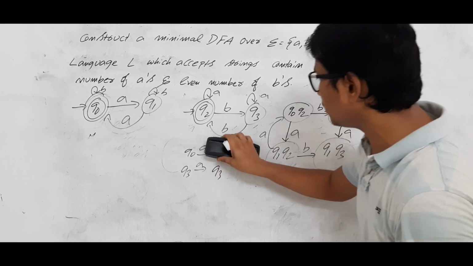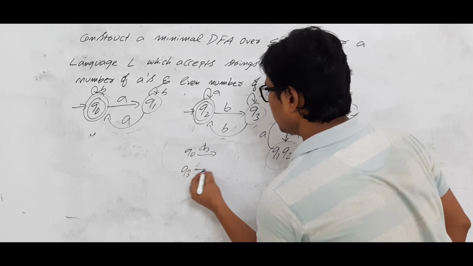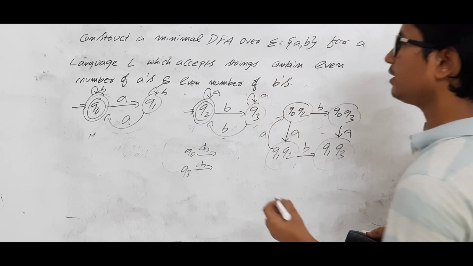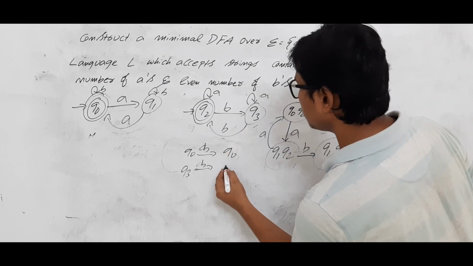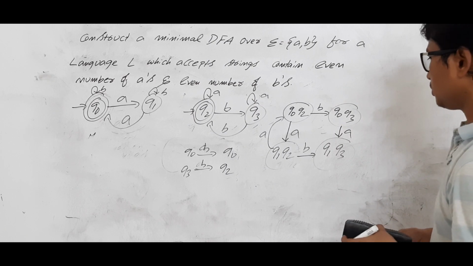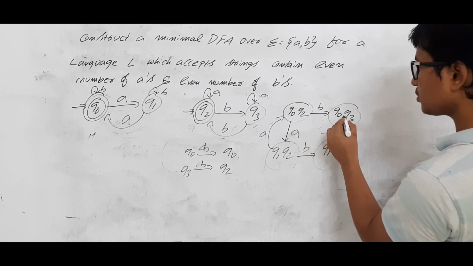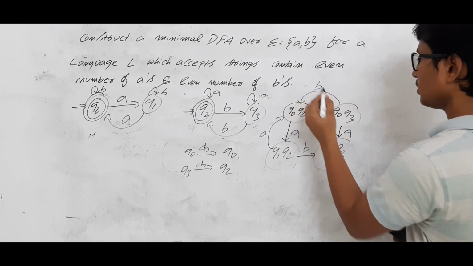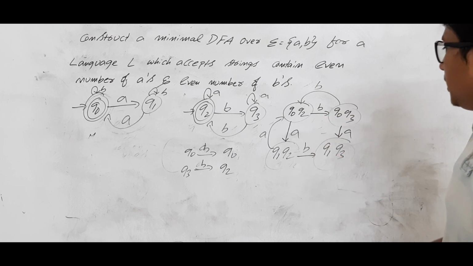On B, where is it going? Q0 on B, where is it going? Q0 itself. Q3 on B, it is going to Q2. So Q0, Q3 on B it is going to Q0, Q2. So this is one. A and B, it is done.